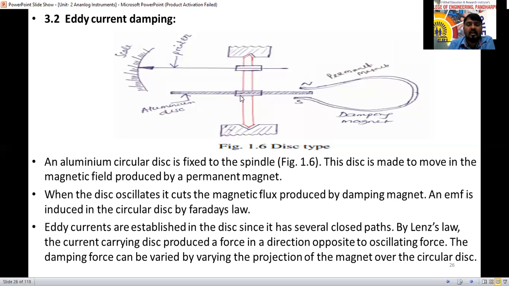According to Lenz's law, the current carrying disc produces a force which is opposite to the oscillating force. It will be produced in the anti-clockwise direction. The damping force can be varied by varying the projection of the magnet over the circular disc. By varying this magnetic flux, the damping force will vary. So this is eddy current damping.